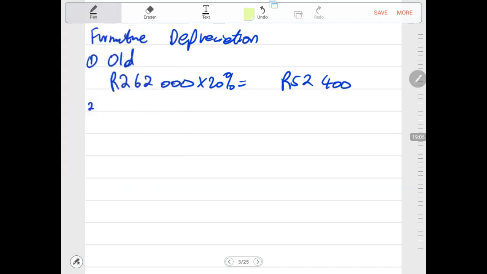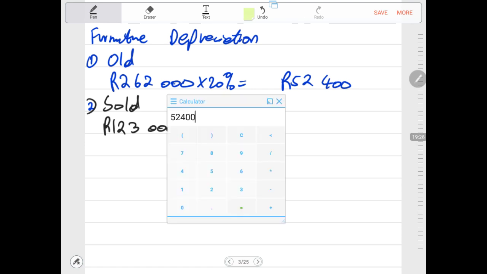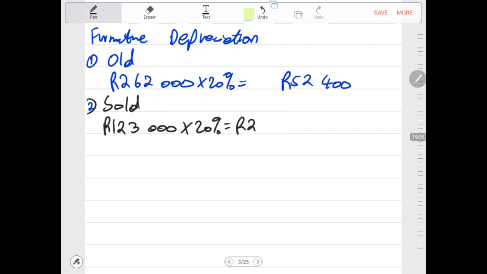The second category of the finisher is the sold finisher. It doesn't matter which one you start with. We have the sold finisher, and the cost of the sold finisher is 123,000 rands. We multiply this by 20% in order to get the depreciation of the sold finisher for the full year. I always prefer to calculate it for the full year first. Then you say 123,000 times 20%. The depreciation will be 24,600 for the full year.